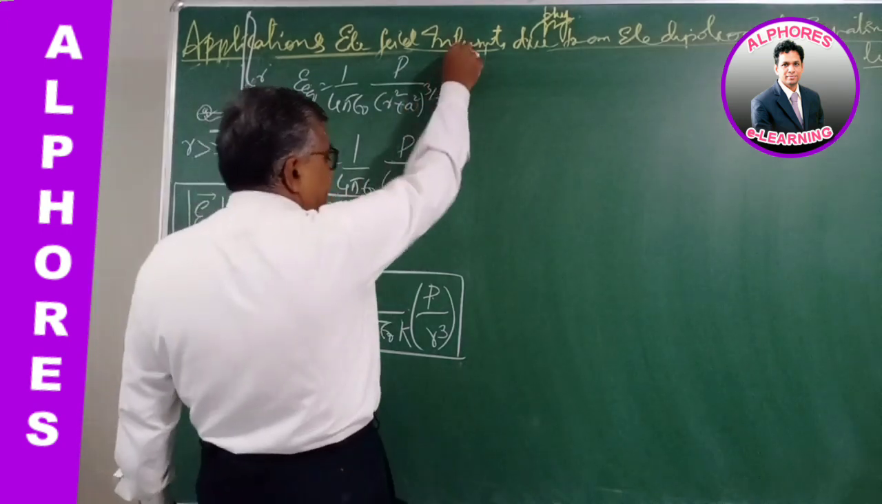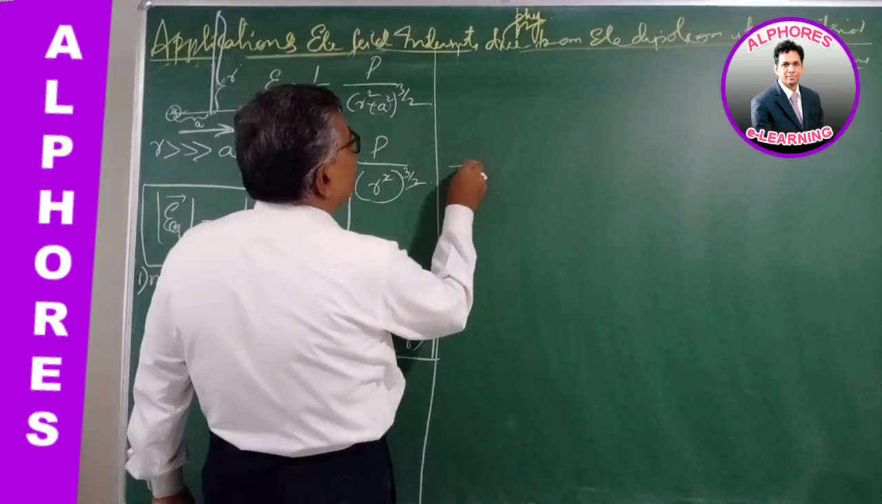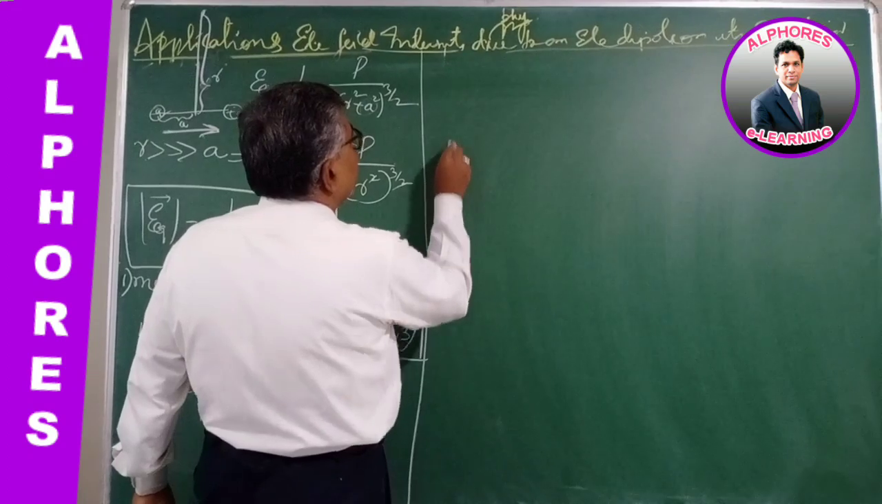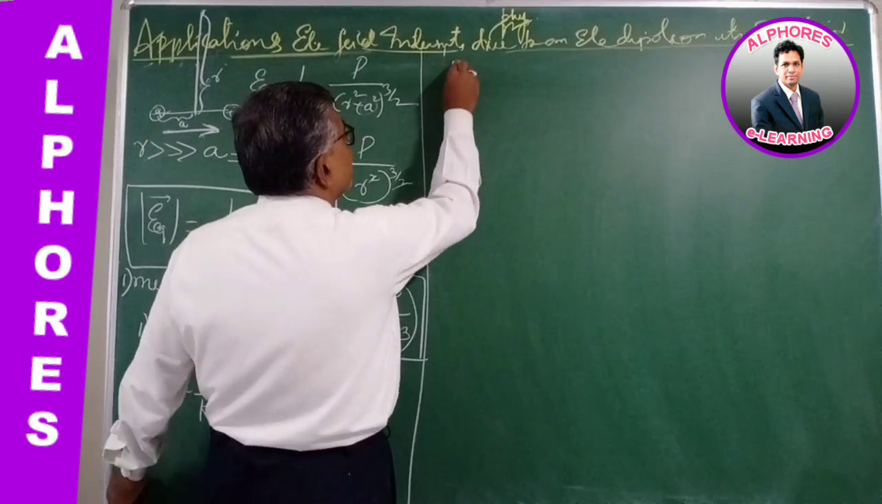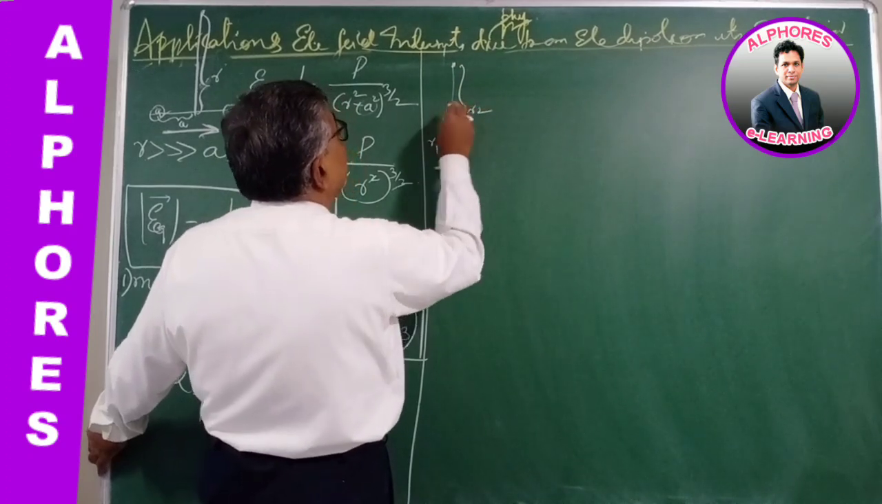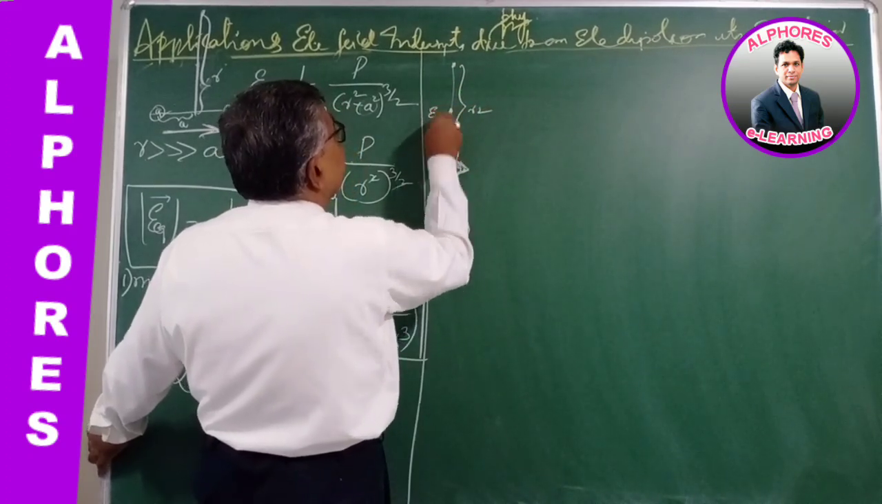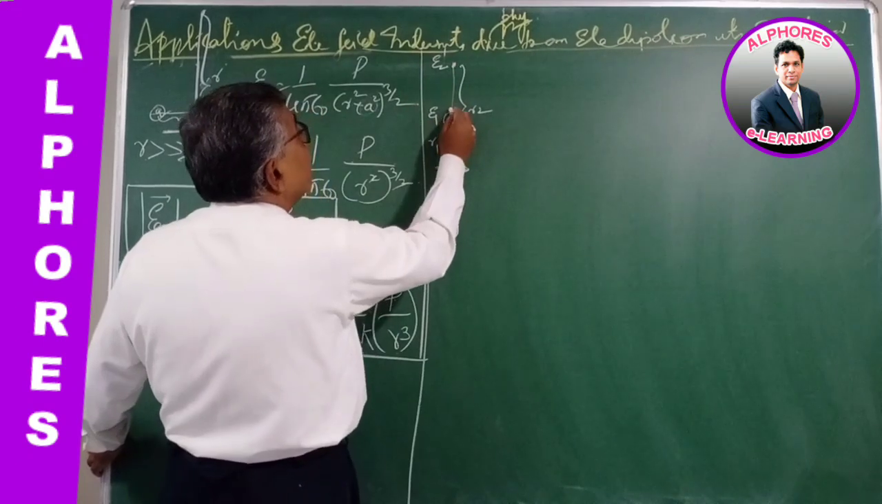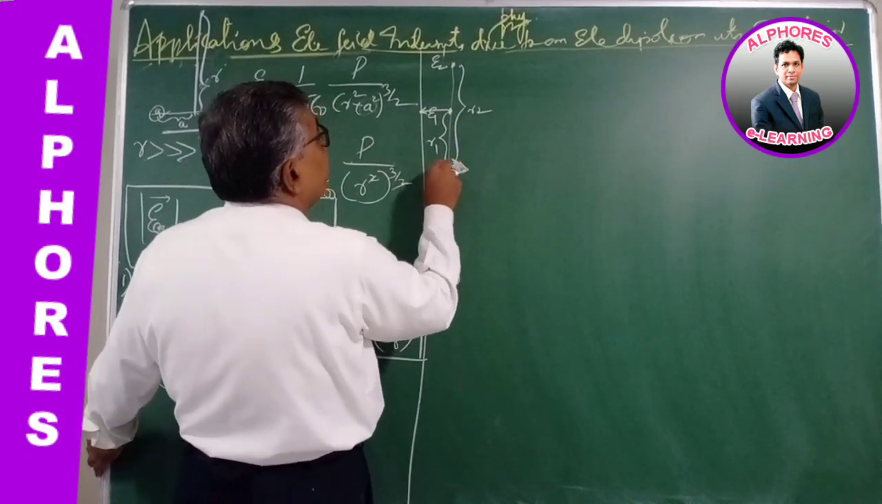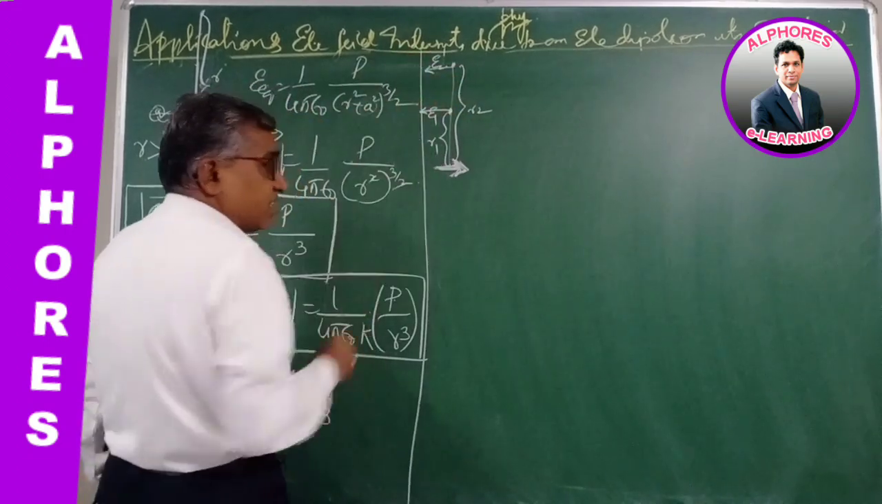In the sense, suppose there is a short dipole like this. For this short dipole, I am imagining two points, one at a distance r1, the other at a distance r2. The field here is E1 and the field here is E2. You know the direction will be opposite to the dipole moment. We have learned this point, the direction is opposite like this.